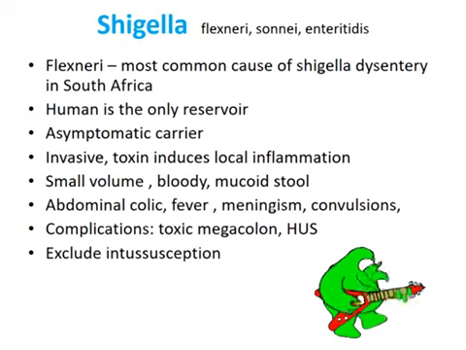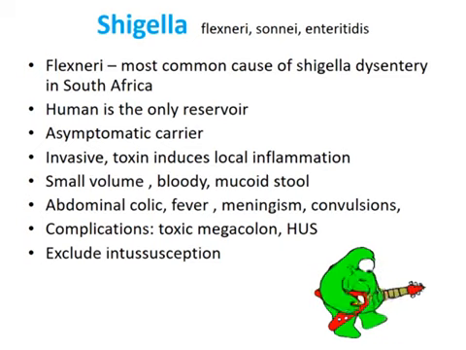Shigella is the most common cause of dysentery in South Africa. Again, you can be an asymptomatic carrier, and the human is the only known reservoir. It's a cause, as I've said, of dysentery, so usually you will have mucoid and blood in your stools, and these can cause quite a lot of abdominal pains, a lot of cramps, as well as fever, meningism, and convulsions. These tend to complicate with hemolytic uremic syndrome and toxic megacolon.